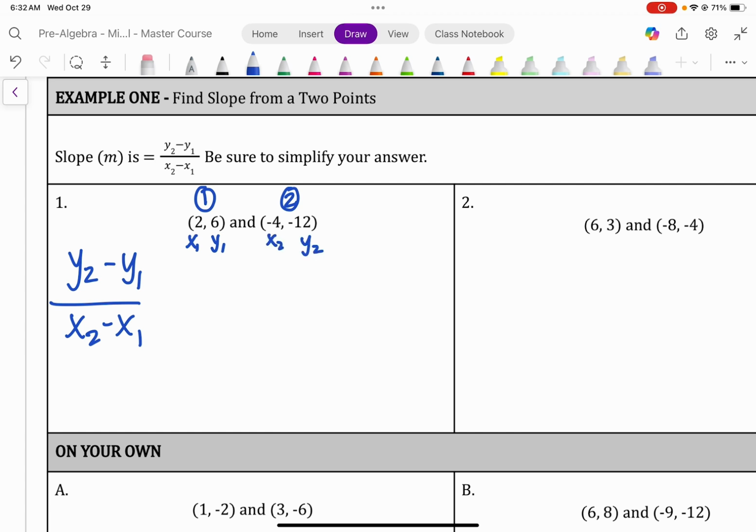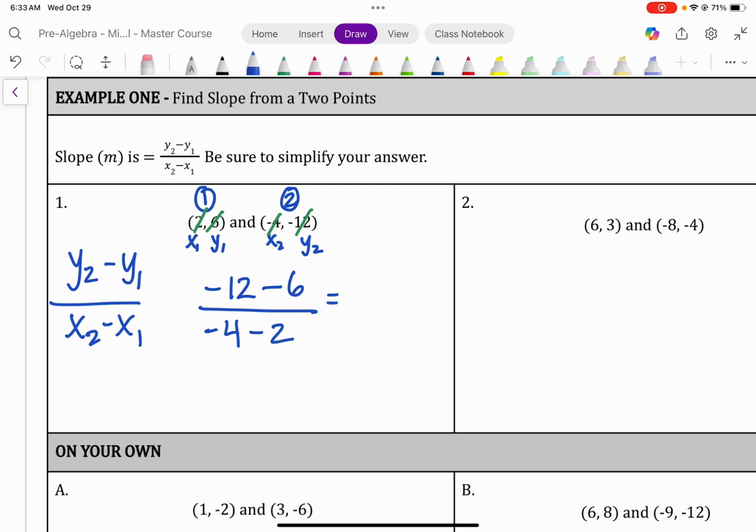So we want to figure out what is y2. We're taking it from our ordered pair, so negative 12, minus. So the formula is minus, and we're going to plug in y1 next. So negative 12 minus 6. And sometimes I like to cross through that, so I've used those. Less to look at. And then I need x2. So that's the x coordinate from the second ordered pair. So that's negative 4. And from that, I'm going to subtract 2.